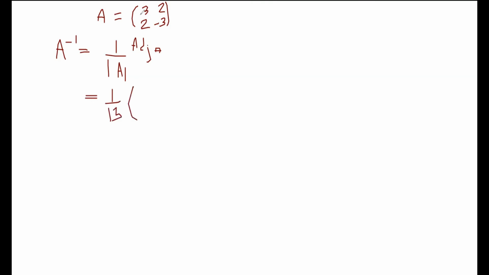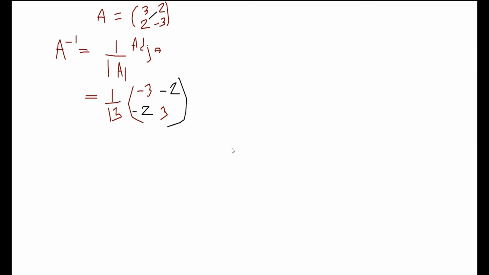The adjoint again, we switch the leading and the non-leading. So we'll put the -3 where the 3 is, and we'll put the 3 where the -3 was. Then we negate the non-leading. The non-leading again are these two. So we put a -2 here, a -2 here. Negate means multiply by -1. So that is A inverse. All right, so that's the second part.